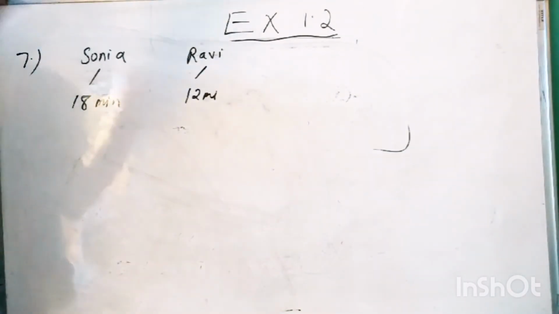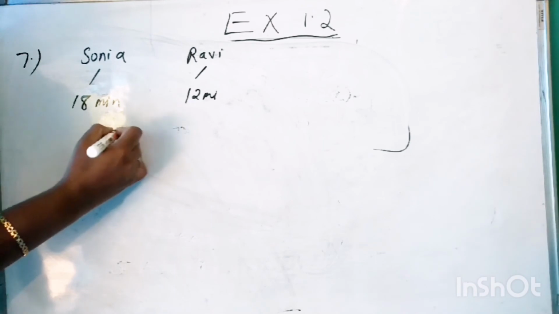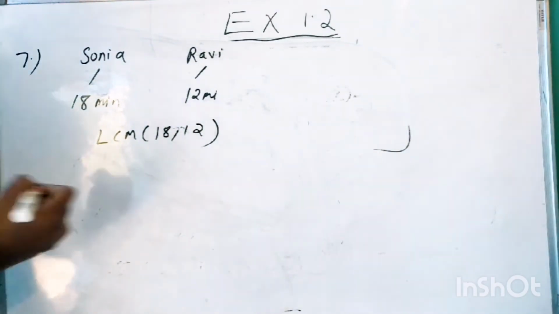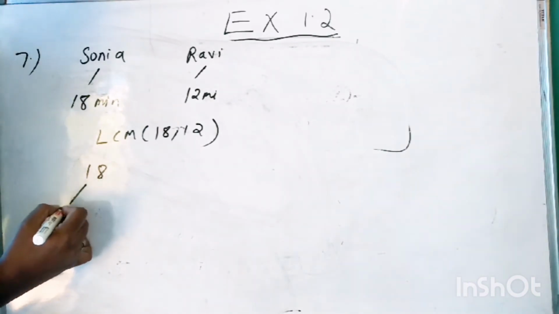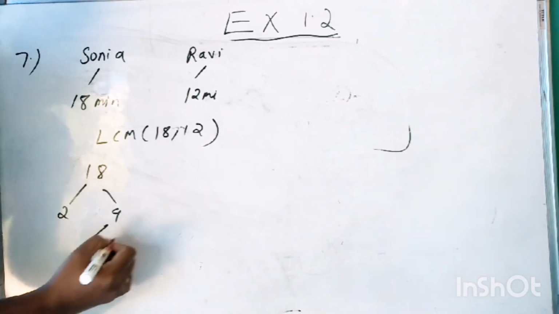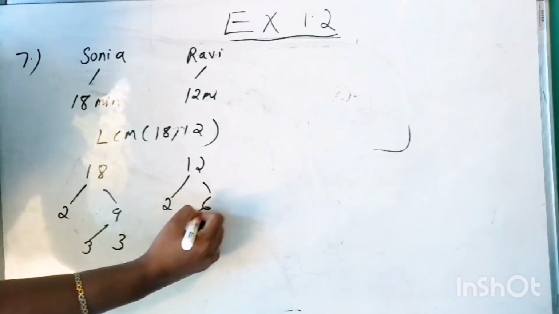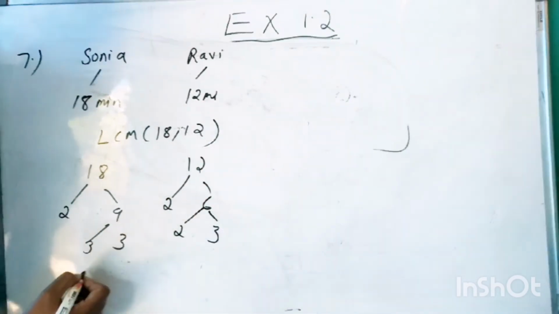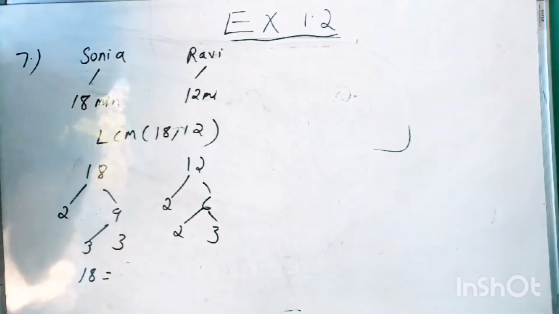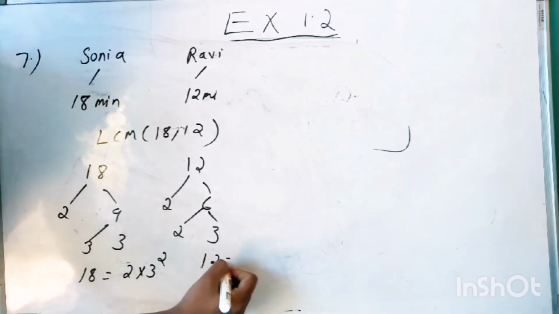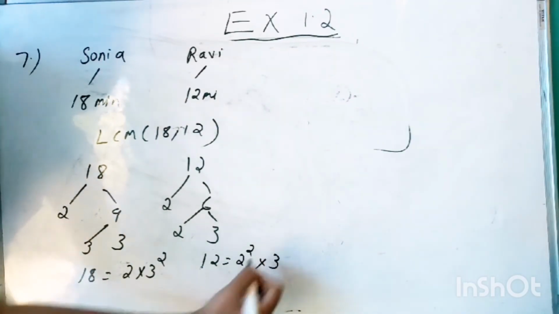Okay, here Sonia takes 18 minutes and Ravi takes 12 minutes. After how many minutes means we need to find out the LCM of 18 and 12. So 18, the factorization is 2 into 9, 3, 3. And 12 we can write as 2, 6, 2, 3. So 18 is equal to 2 into 3 squared, and 12 is equal to 2 squared into 3.